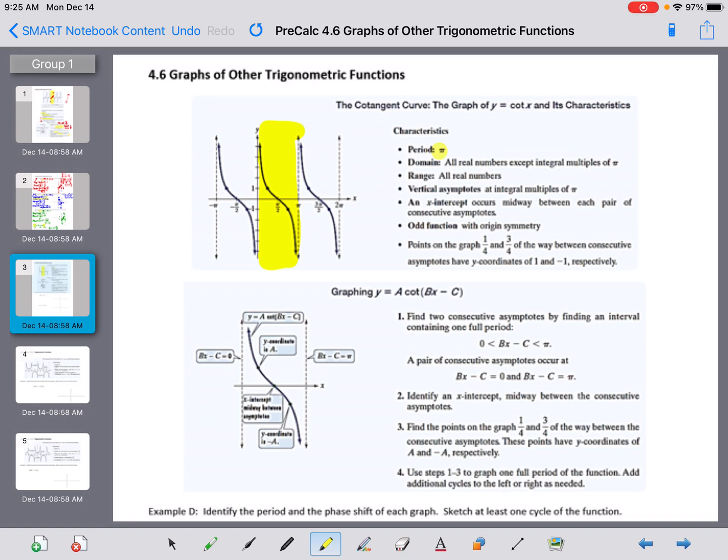The domain this time is all real numbers except the integral multiples of pi, because remember there's that slight shift, so our asymptotes are now on the pi's instead of the pi's over 2. Range is all real numbers because those arrows keep going on and on forever. We get these vertical asymptotes, and we get an x-intercept that's midway between the 2 points.